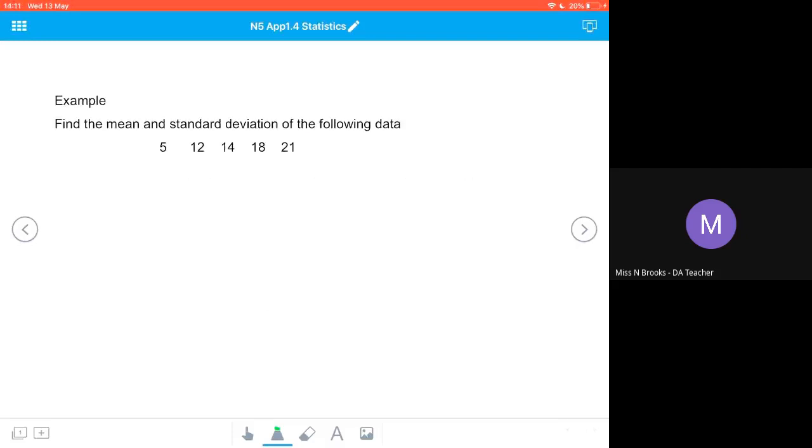So let's look at an example. We want to find the mean and the standard deviation of the following data. So the first thing we want to do is work out what the mean is. And the mean, x bar, equals the sum of all the numbers. So if we imagine that each of those numbers is x, and we're using our new sigma symbol, we're going to find the sum of all the x values, and we're going to divide that by the number of numbers that we've got. So n for this particular set of data is 5 because we've got 5, 12, 14, 18, and 21, 5 values. The sum of those values comes to 70. And we're going to divide that by 5, and that's going to give us a mean of 14.